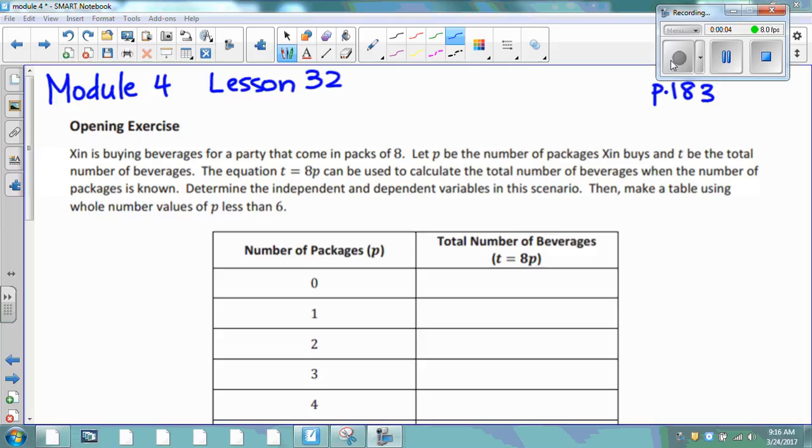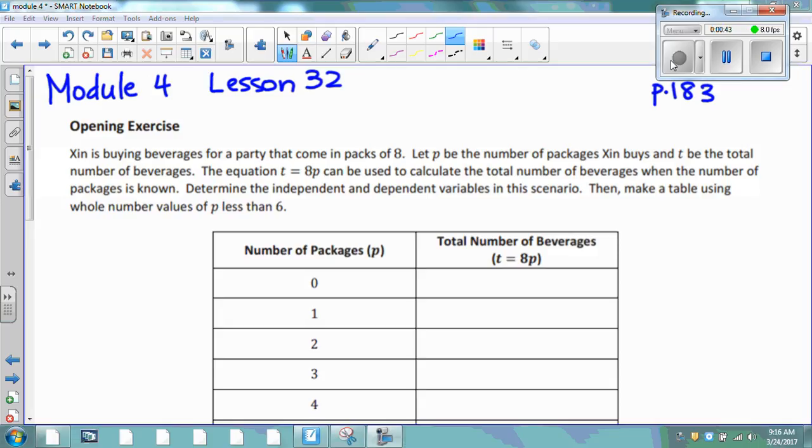So we're doing module 4, lesson 32 on page 183. Our opening exercise: Zin is buying beverages for a party that come in packs of 8. Let P be the number of packages Zin buys and T be the total number of beverages. The equation T equals 8P can be used to calculate the total number of beverages when the number of packages is known. Determine the independent and dependent variables in the scenario. Then make a table using whole number values of P less than 6.